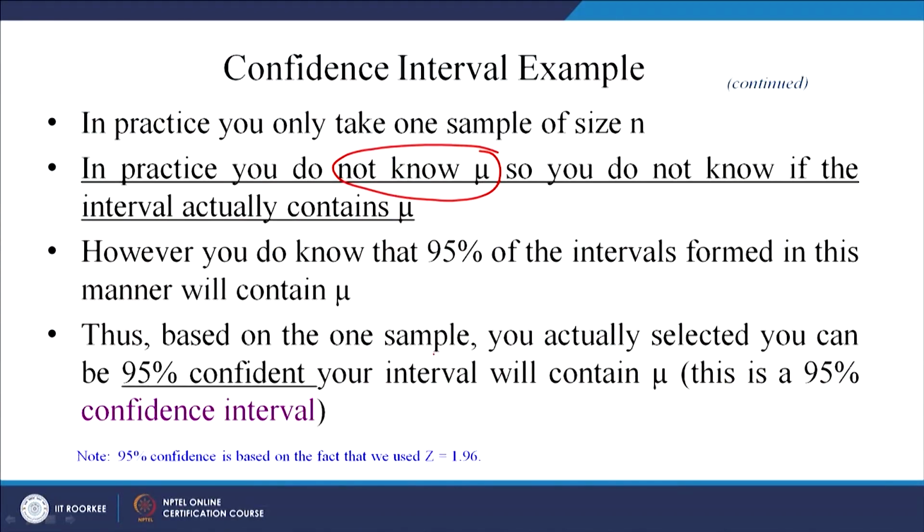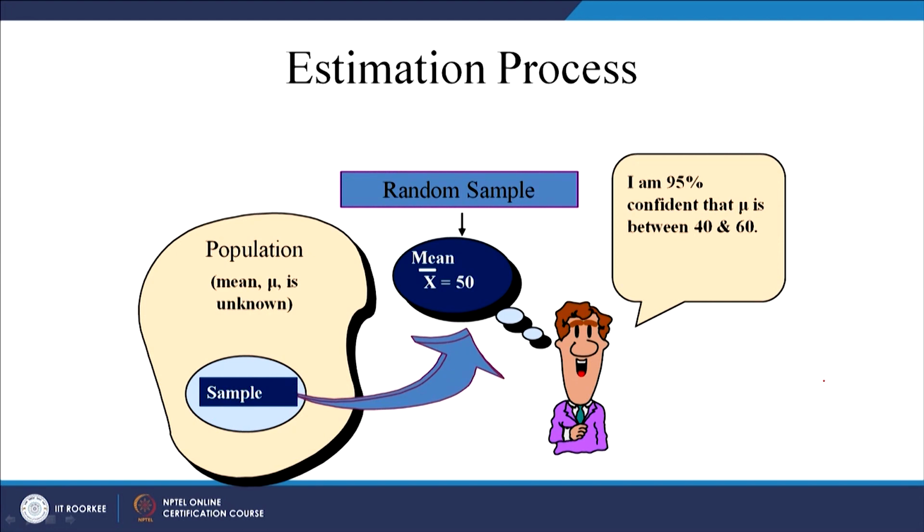So what we are saying is, based on one sample which we have selected, you can be 95% confident your interval will contain mu, and this is known as a 95% confidence interval. So what is the meaning of a 95% confidence interval? Based on the sample you select, you can be 95% confident that your interval will contain the population mean, and this is the meaning of a 95% confidence interval.